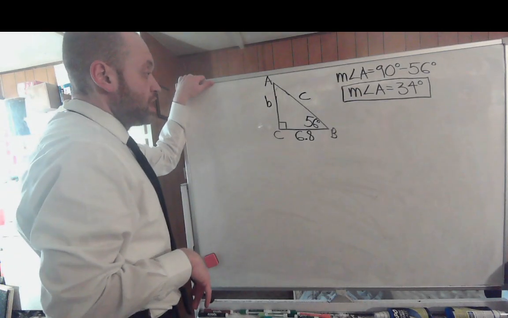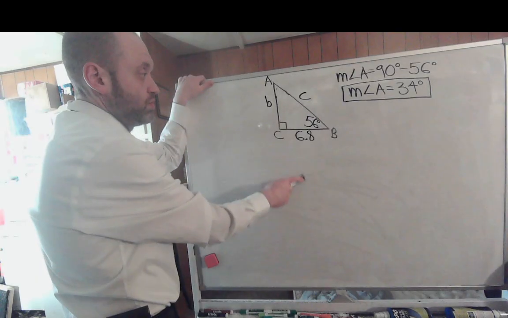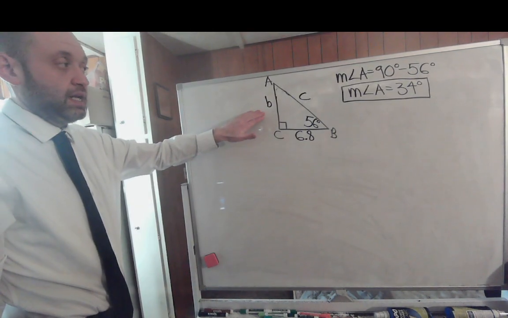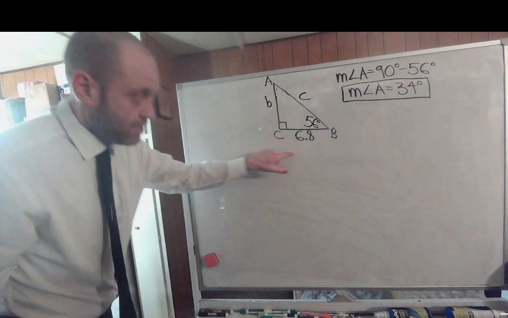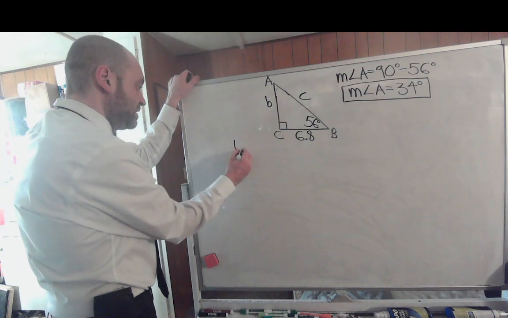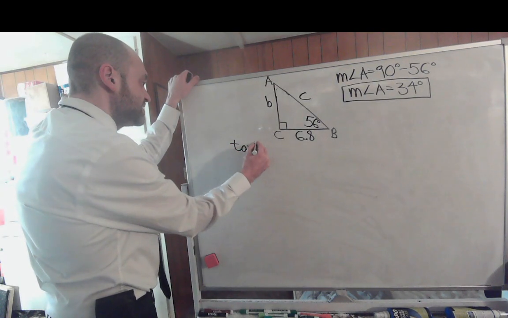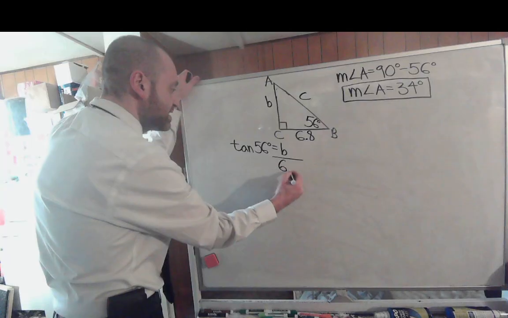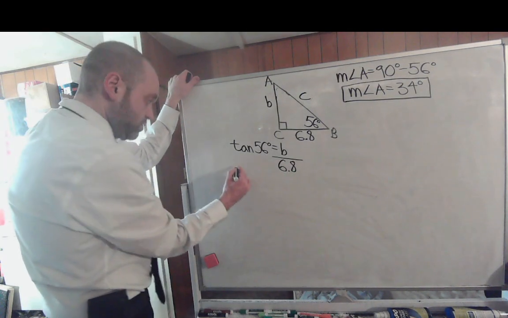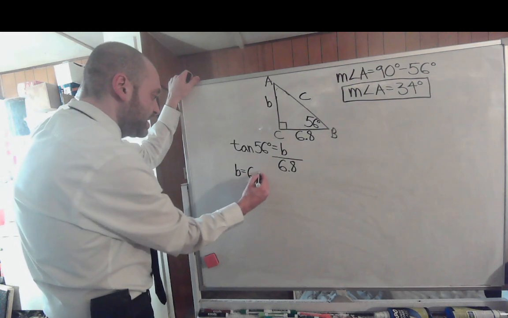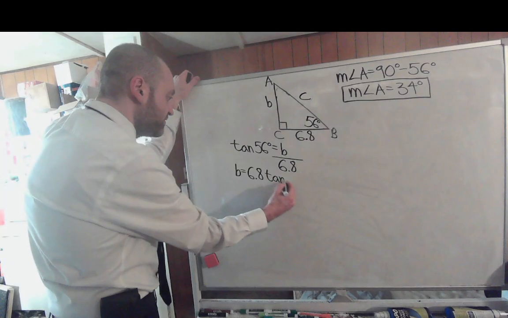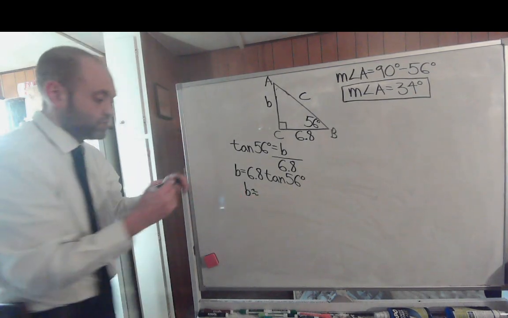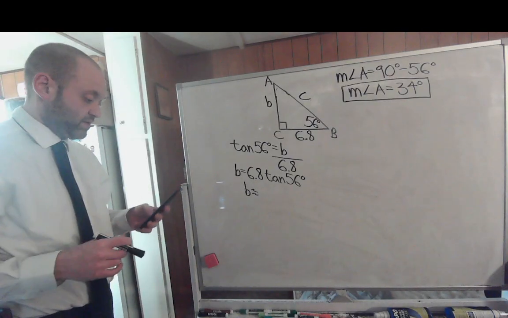So you know the adjacent side to the 56 degree angle, which is 6.8. We don't know the opposite side, B, but we know tangent is opposite over adjacent, right? So that means we can take the tangent of 56 degrees, set that equal to your opposite side, B, divided by your adjacent side, 6.8, which then means that B equals 6.8 times the tangent of 56 degrees, and now we can get a 2 decimal place approximation. So let's go ahead and figure that out.